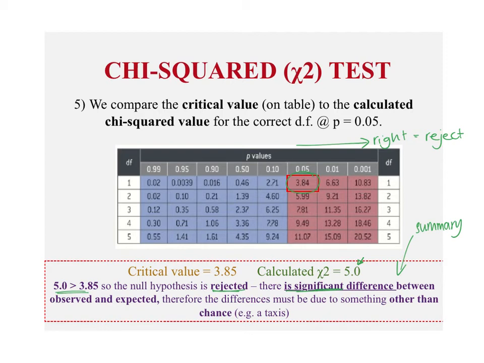A good practice to start embedding in how you do these questions is to mention or suggest a reason as to why there might be that difference in your summary statement. So you could say a taxis. If we're talking about plants, you might want to say a tropism, for example. Okay, now let's have a look at how it works with genetic cross.